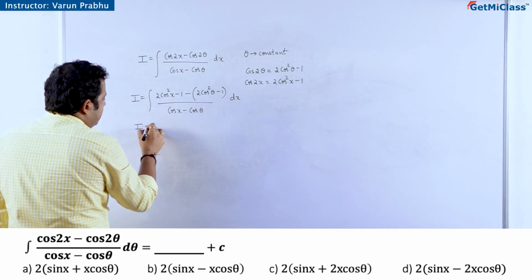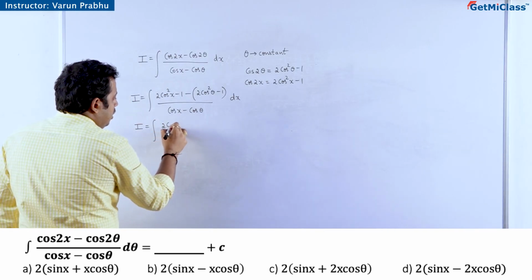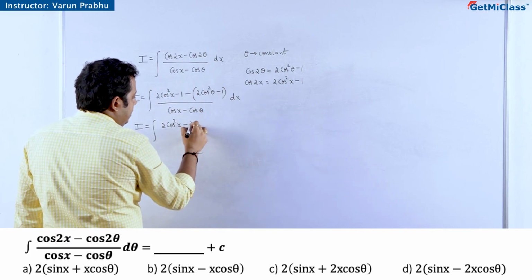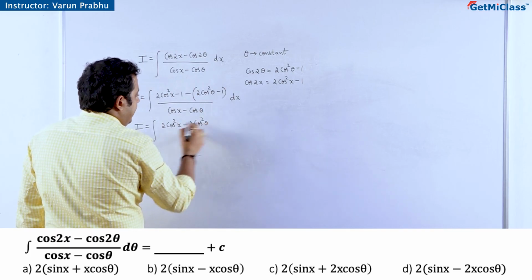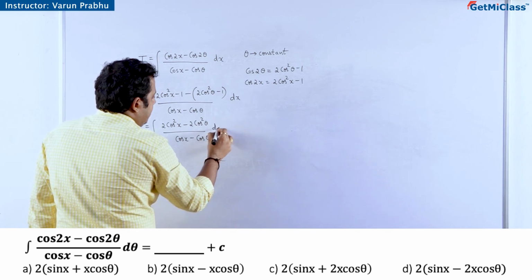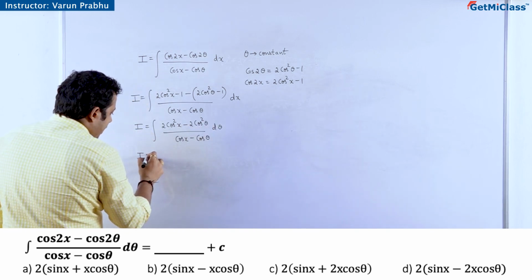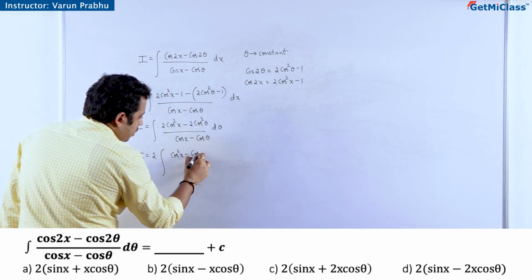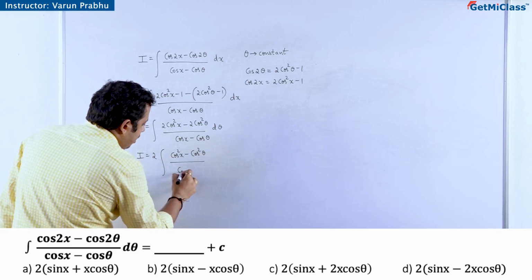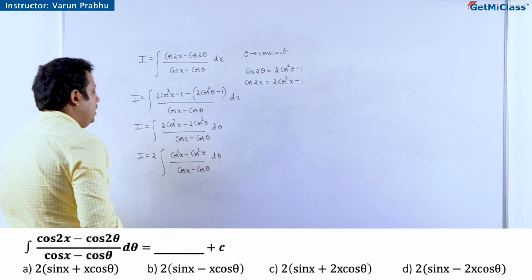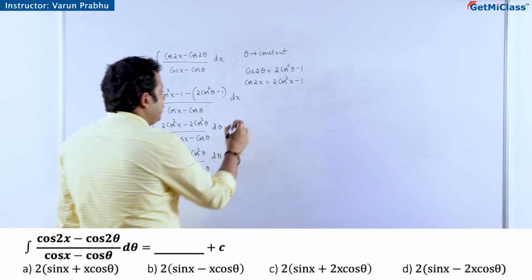So I is equal to the integral of 2 cos squared x minus 1 plus 1 will get cancelled, minus 2 cos squared theta, divided by cos x minus cos theta, times dx. Correct or not? You take out the 2 common, integral of cos squared x minus cos squared theta divided by cos x minus cos theta, times dx. Correct? So what is the answer that we get?